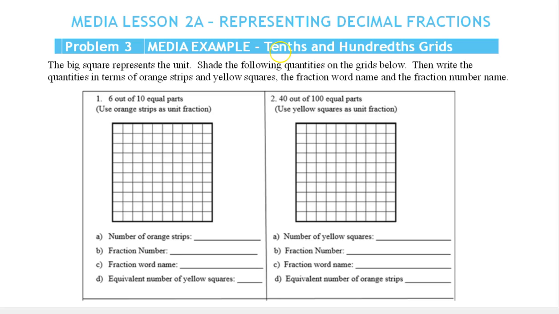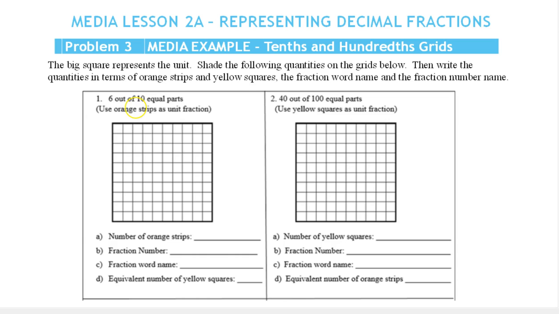In this example, we're going to use tenths and hundredths grids. So this is really a unit. This is a unit, and it's a hundredths grid because it's broken into hundredths, or 100 pieces. But we're also going to use the idea of tenths, those orange strips that we used, to think of things in terms of 10 equal parts, or we'll look at 100 equal parts.